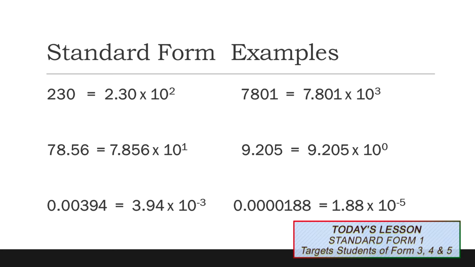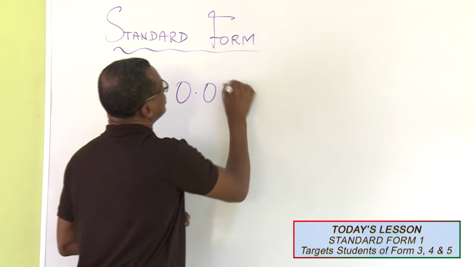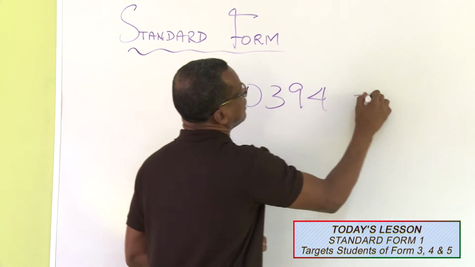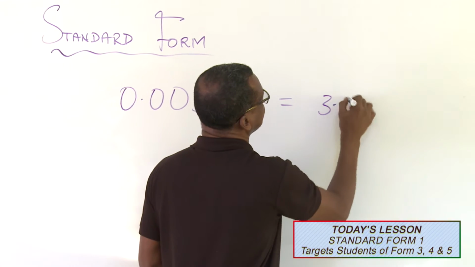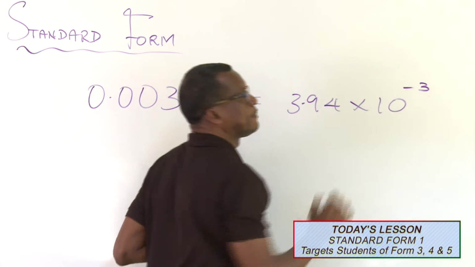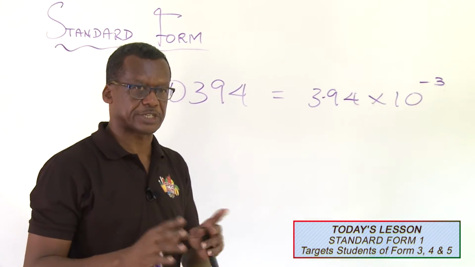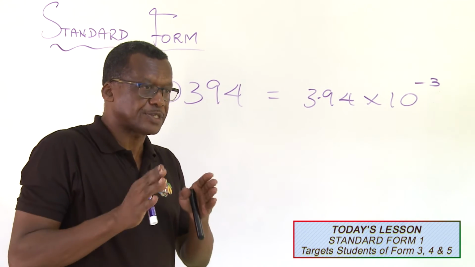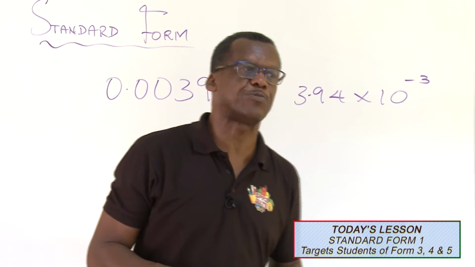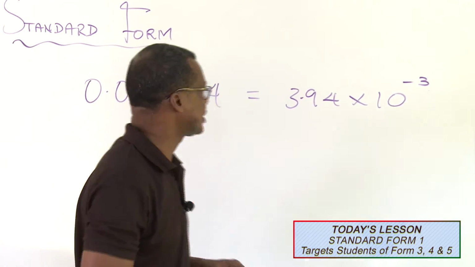0.00394, and observe in this example, the point is now moving to the right. So we have 0.00394, and the correct answer for this is 3.94 multiplied by 10 to the negative 3. So once again, the point is moving, but the direction has changed. And this is what gives us the negative power of 10 because of the change in direction of the point.